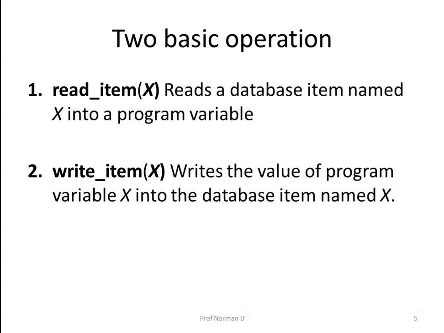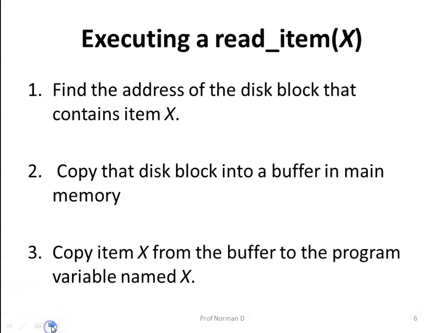Coming to the details of read item X and write item X. So basically read item X has three operations. First, find the address of the disk block that contains the item X. Then copy the disk block into a buffer in the main memory. Now, we are getting a chunk of data from the hard disk to the main memory. That is why it is called a disk block. And finally, copy item X from the buffer to the program variable named X.